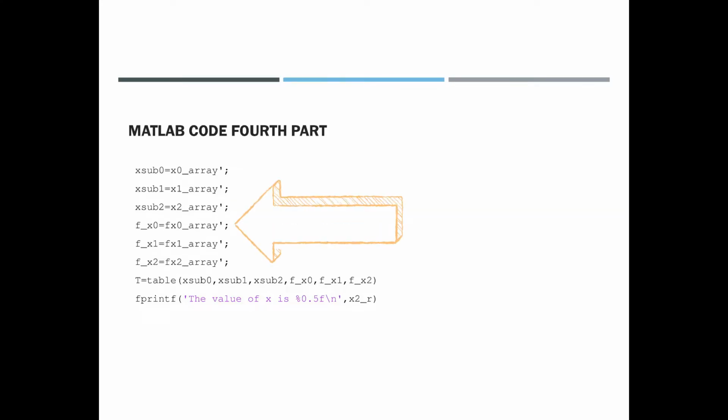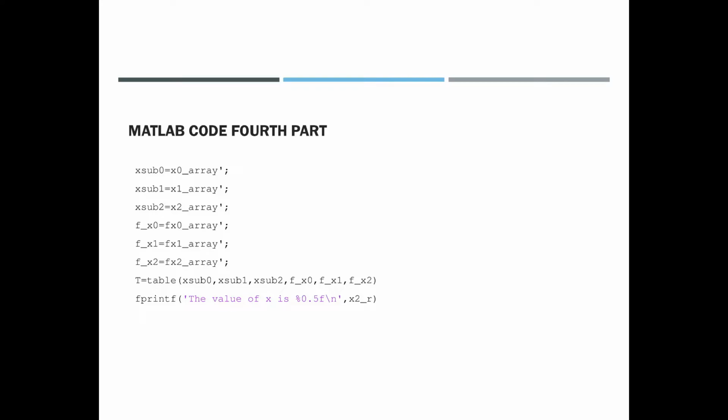This will transpose the f of x sub 0 array and then save it to the variable f underscore x0. This will transpose the f of x sub 1 array and then save it to the variable f underscore x1. This will transpose the f of x sub 2 array and then save it to the variable f underscore x2.